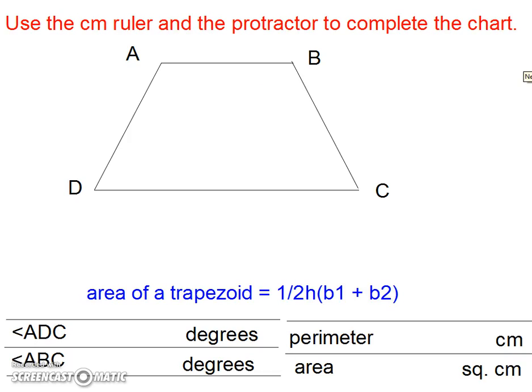We're going to try measuring some trapezoids using the tools in the flip chart. So here's my trapezoid. It says I'm going to use the centimeter ruler and the protractor to complete the chart. And you can see down here I'm going to be measuring a couple angles. I'm finding the perimeter and the area.